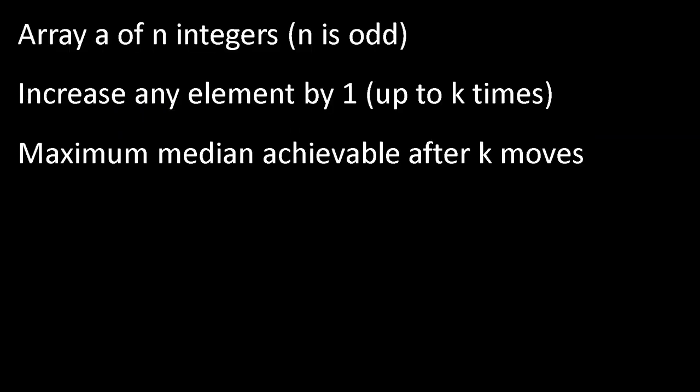Now let's solve a harder problem. You're given an array of n integers where n is odd. You're allowed to choose any element from the array and increase it by 1, but you can only do this operation k times. What is the maximum median achievable after k moves? I'll give you a hint. Try to think, can I achieve x after k moves? Instead of, what is x after k moves?